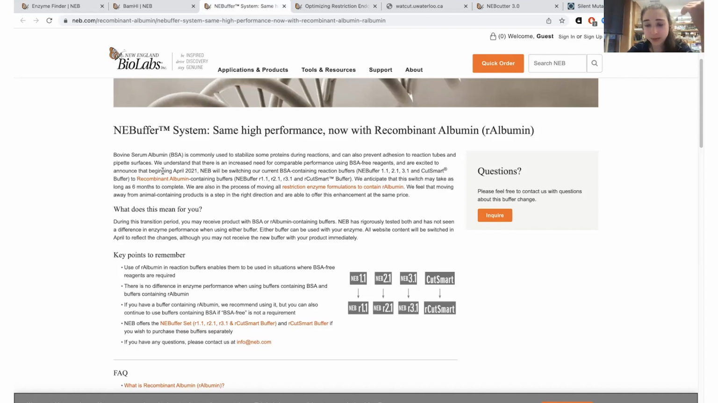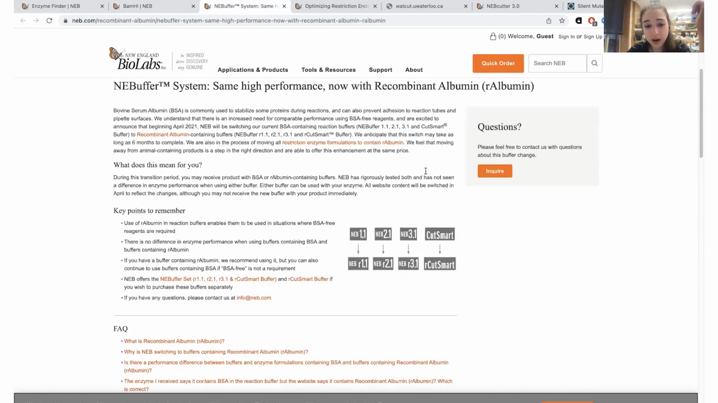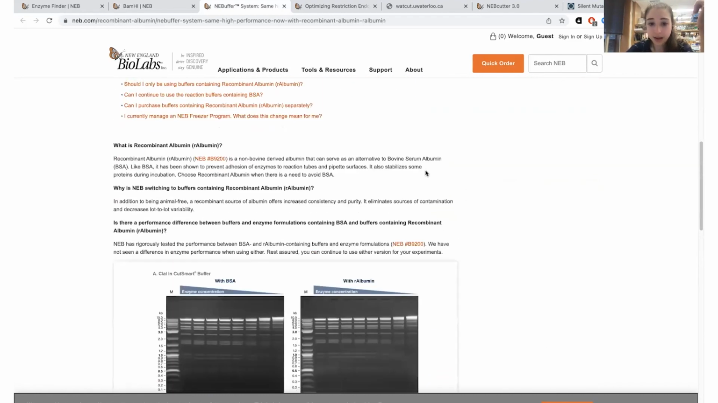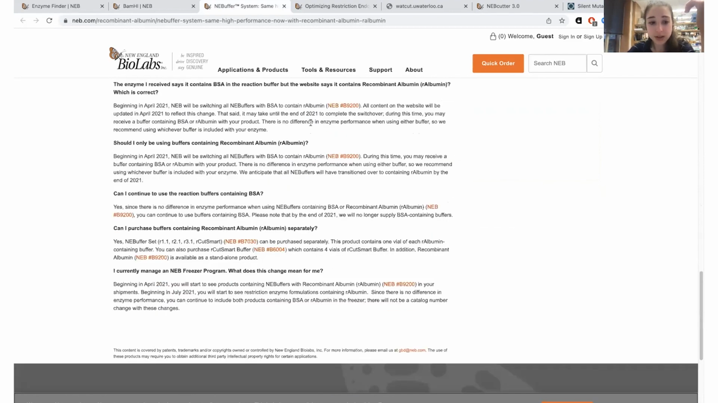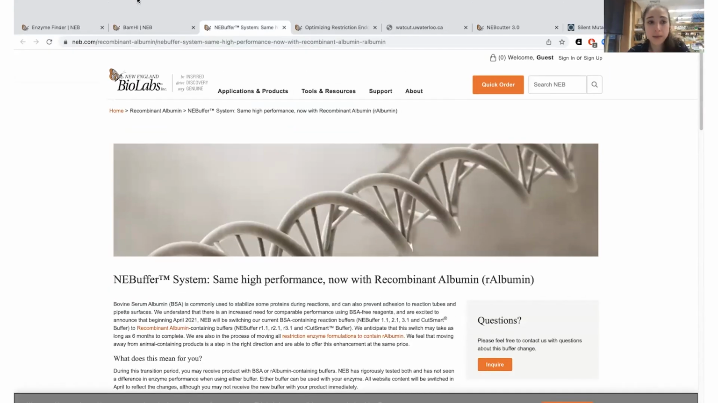Recombinant, like we've been talking about, is where you recombine pieces of DNA. When you do that, you can put in the instructions for making this albumin protein and then make it. So then you have this non-animal source, and you have better purity and less variability and that sort of thing. So they changed their buffers, and now the ones with the R have this recombinant albumin instead of the traditional BSA. So that's the difference there, but you should still be able to use the old one without problems.